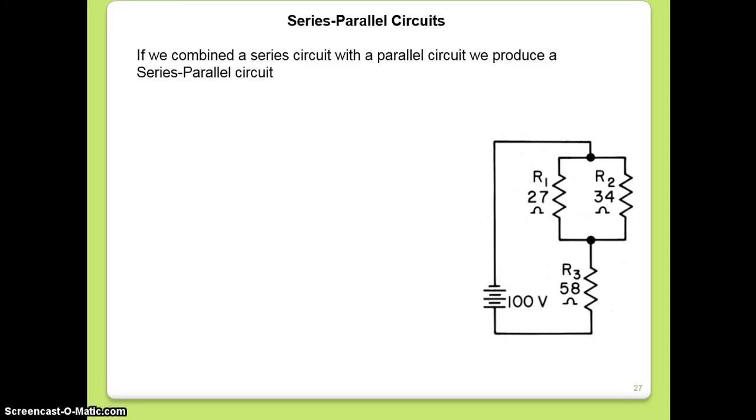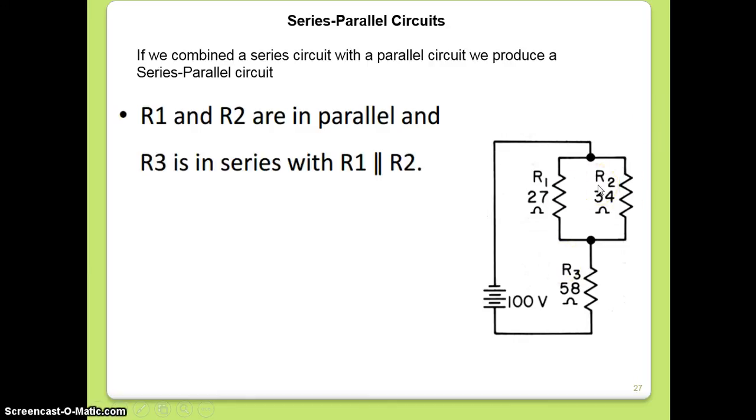Let's have an example. So here you can see R1, R2 and R3. There are three resistors, but R1 and R2 are connected in parallel. Then the combination of R1 and R2 is connected in series with the third resistance R3.